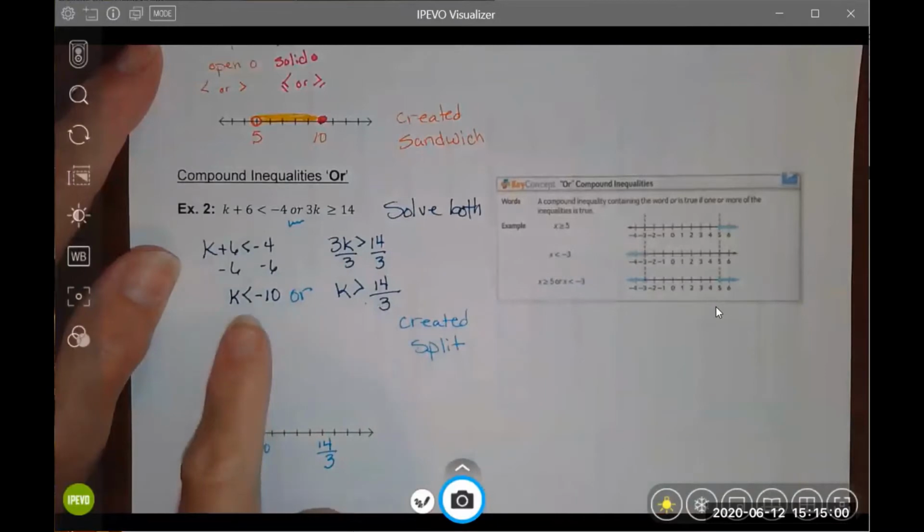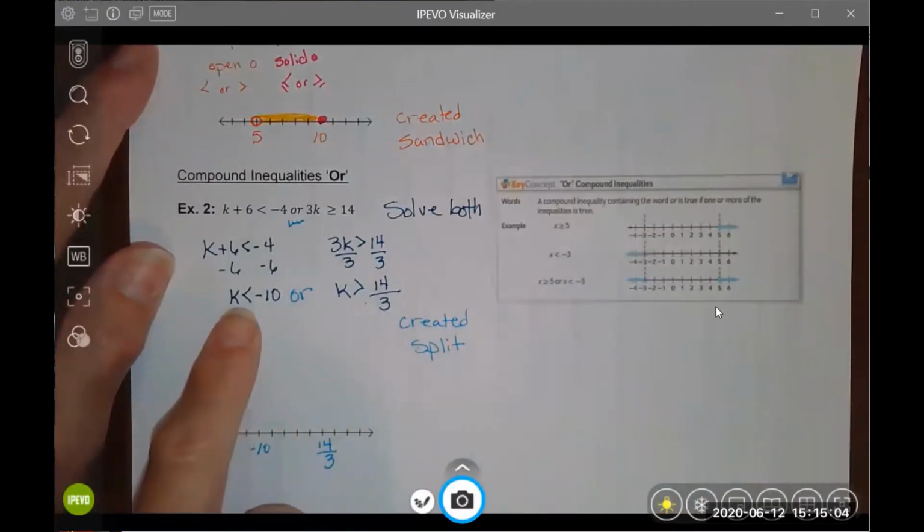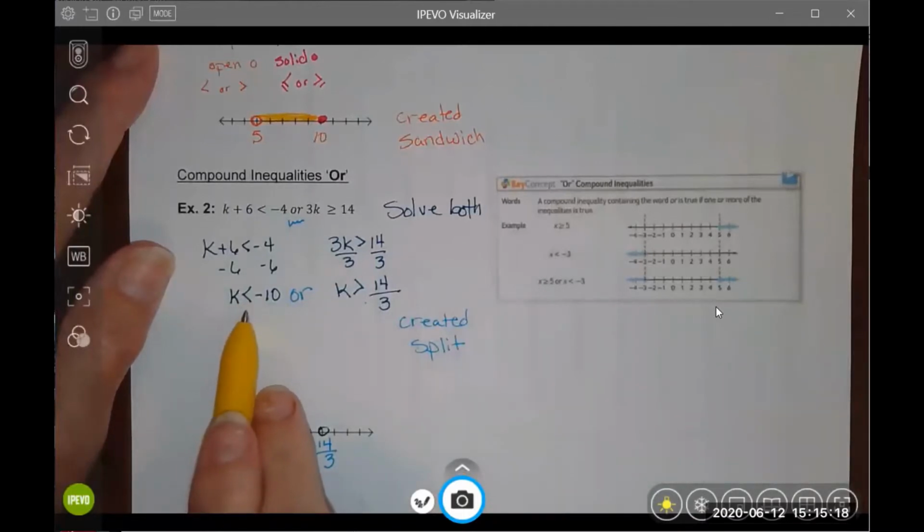I'm going to check and notice that both of my inequality symbols are just less than or greater than. So I'm going to use open circles for those. I'm not going to do it in any strange color. Open circles for both. And then to graph my solutions, I want to highlight all numbers that satisfy this statement.